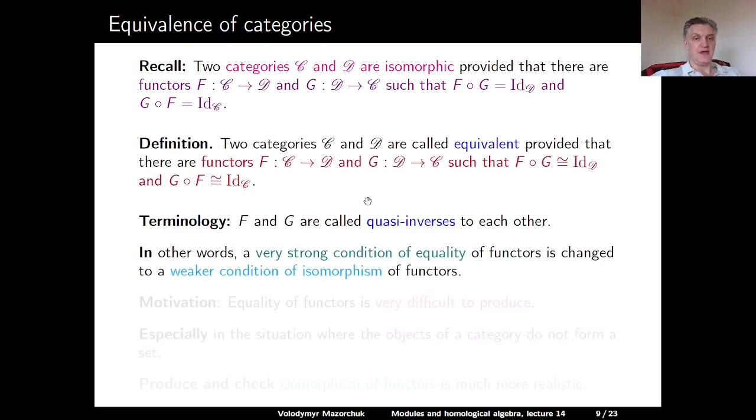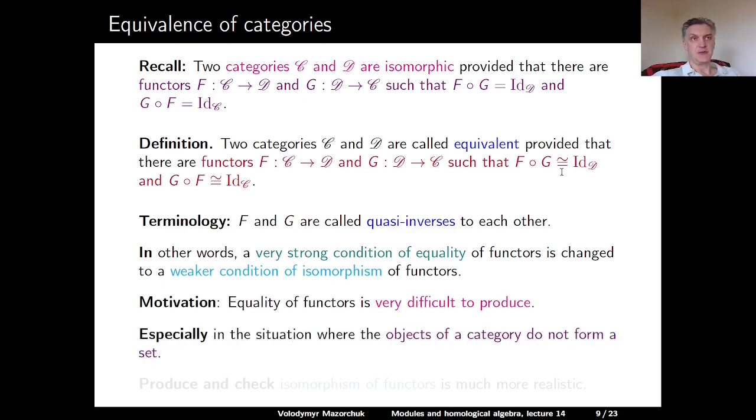So what we have done, we have taken a very strong condition of equality of functors and substituted it by a weaker condition of isomorphism of functors. And the motivation for that is that equality of functors is very difficult to produce in reality, especially in the situation when we work with categories whose objects do not form a set. And to produce and check isomorphism of functors is much more realistic. So on the module category, it's very difficult to ensure that some functor is the identity on the module category. But as we saw in the previous example, tensoring with R over R is isomorphic to the identity functor. It is not the identity functor, but it is isomorphic to the identity functor, and this is what is typically much easier to do in real life.